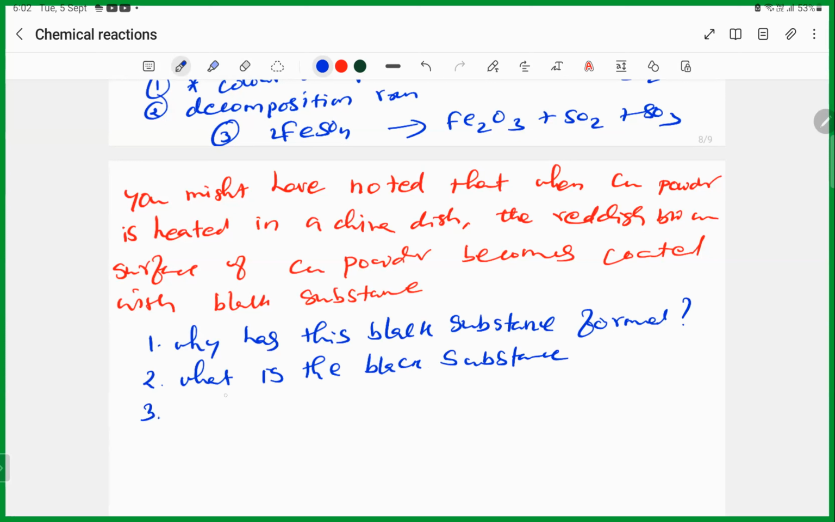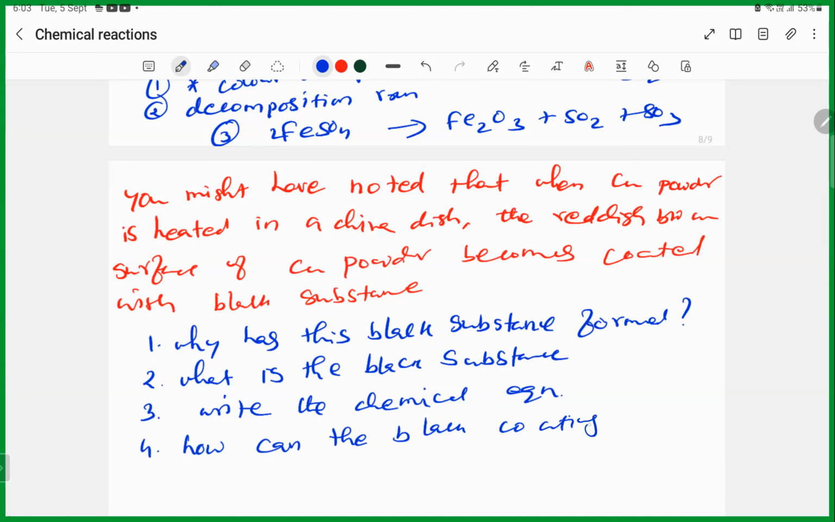Number 3, write the chemical equation. Number 4, how can the black coating on the surface be turned reddish brown? You have to answer these 4 questions.